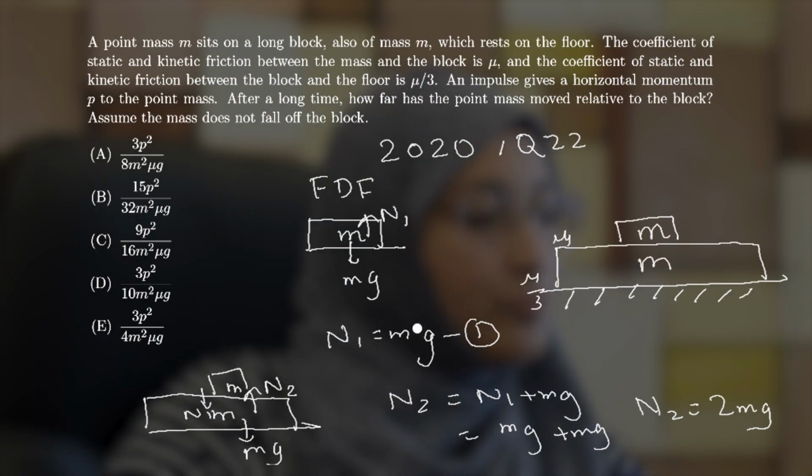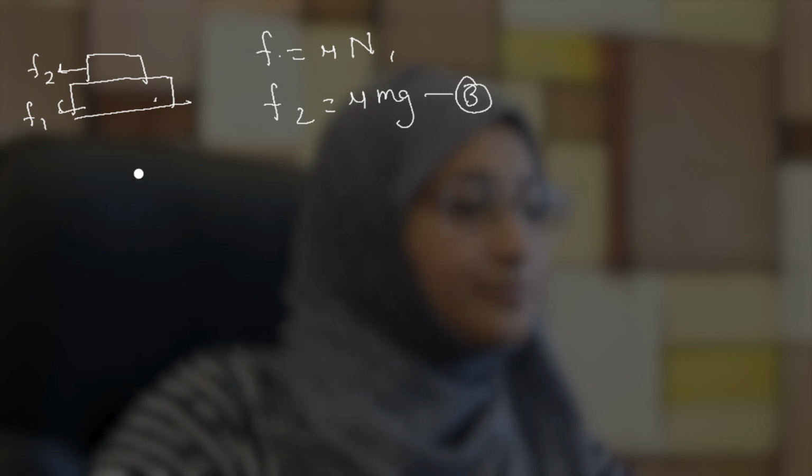Now let us find the frictional force on both the blocks, as the coefficient of friction is already given. So again, drawing the same diagram. Let's say the frictional force on the first upper point mass block is F2, and that on the lower block is F1. As we know, frictional force is equal to coefficient of friction into normal reaction force. So F2 will be equal to mu into the normal reaction force. For the first block, we have already calculated it as mg. So this will be equal to mu mg. Let's say equation 3.